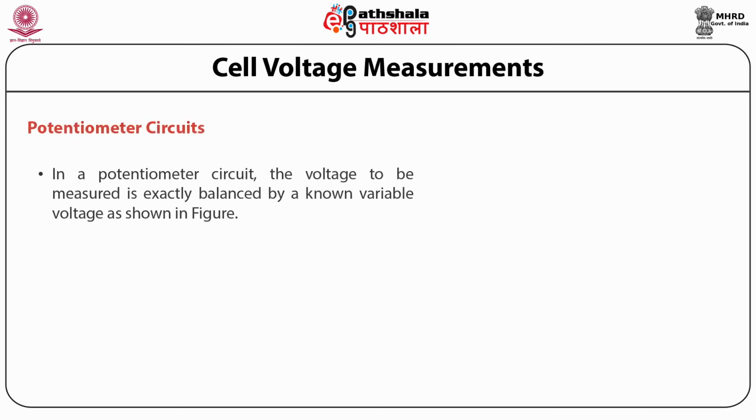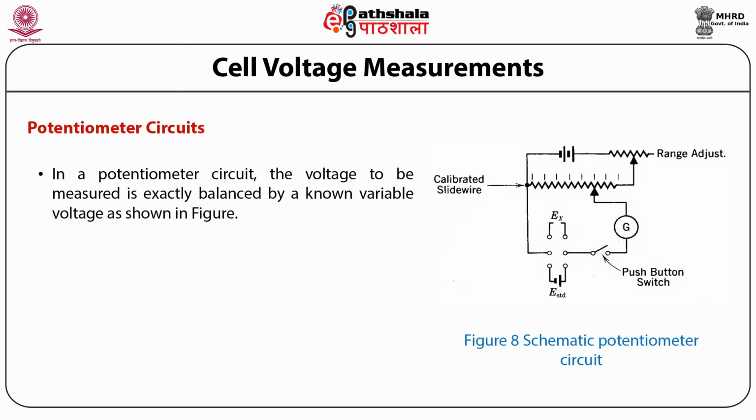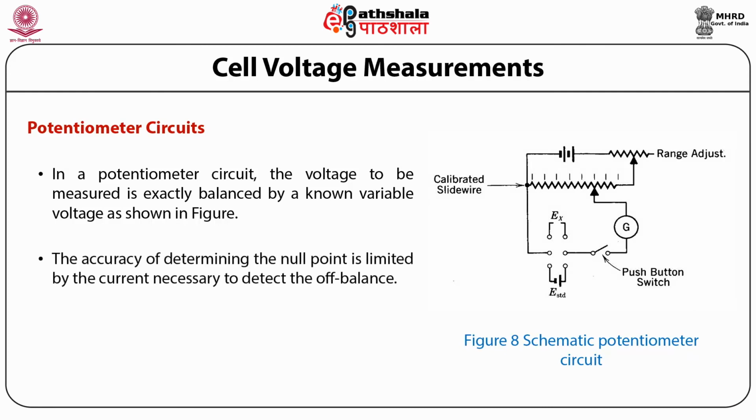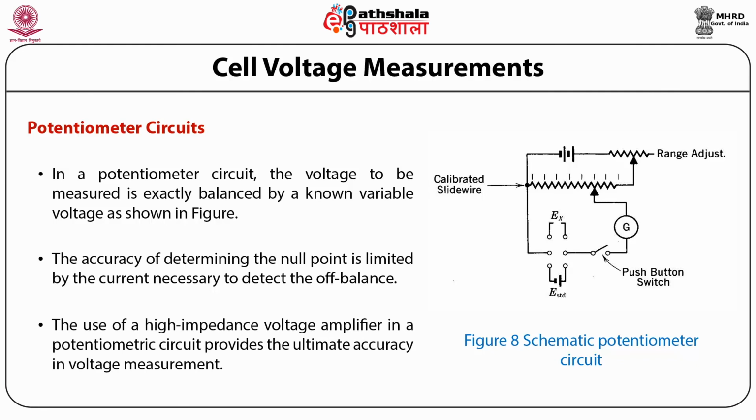In the potentiometric circuit, the voltage to be measured is exactly balanced by a known variable voltage as shown in figure. The accuracy of determining the null point is limited by the current necessary to detect the off balance. The use of a high impedance voltage amplifier in a potentiometric circuit provides the ultimate accuracy in voltage measurement.